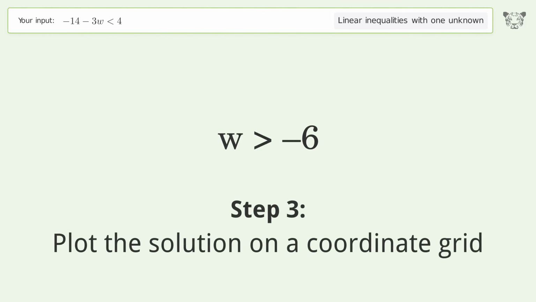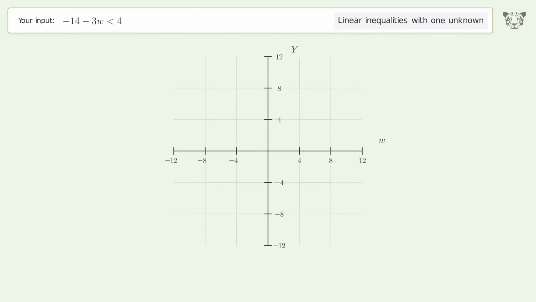Plot the solution on a coordinate grid. And so the final result is w greater than -6.